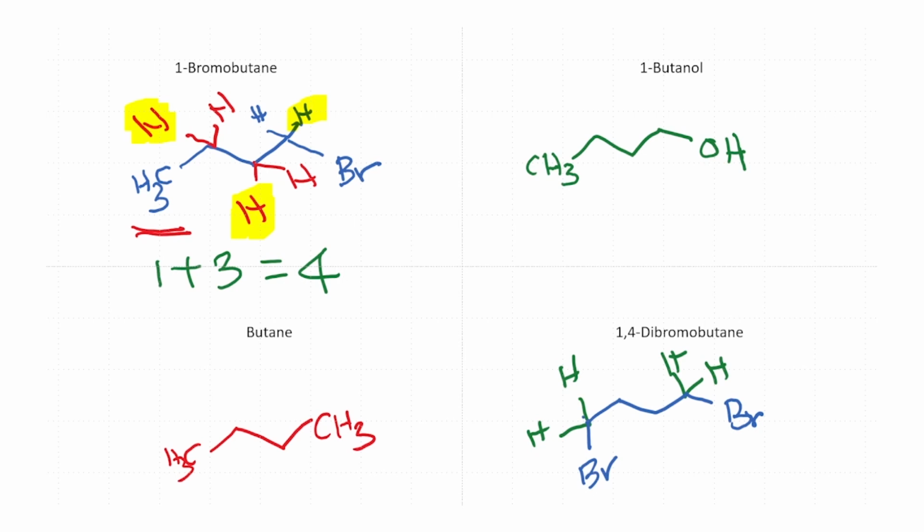Now 1-butanol is exactly the same until here. You get the same pattern, that is, 4 signals as we discussed in 1-bromobutane. The only additional hydrogen here is the OH, and so you would expect 5 distinct signals in 1-butanol.